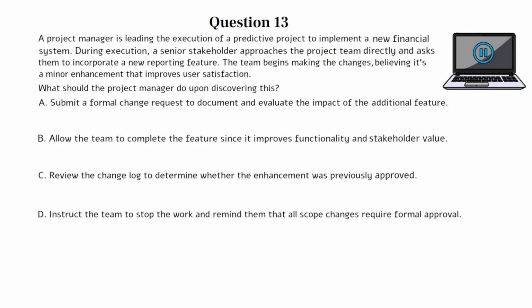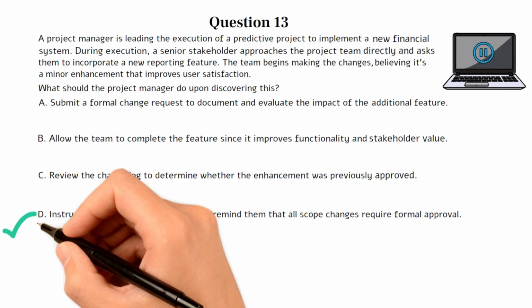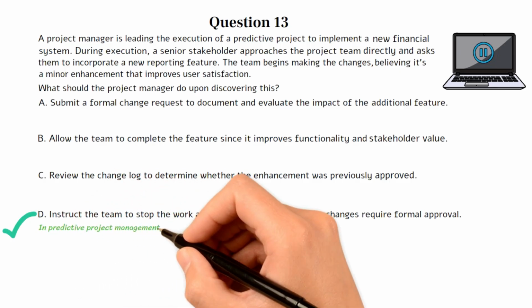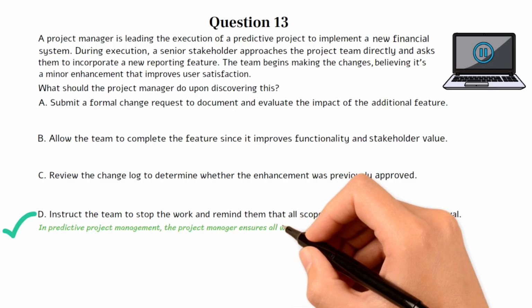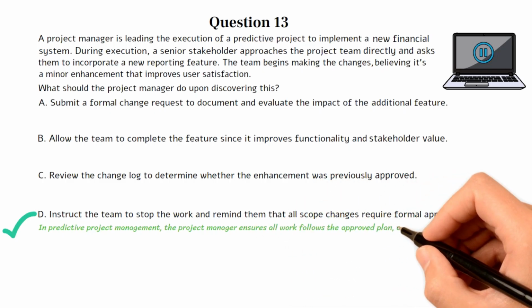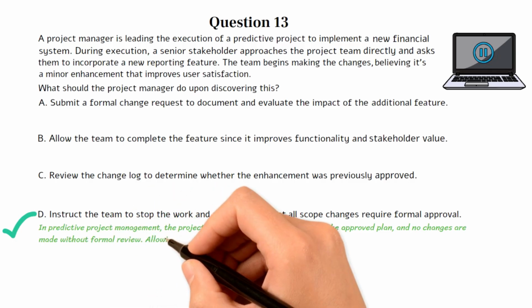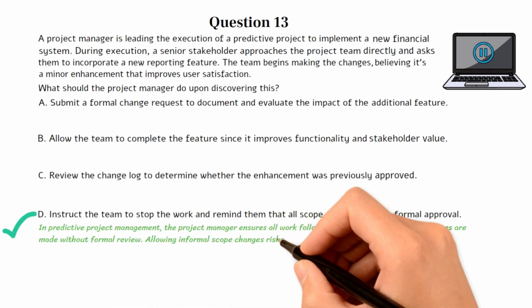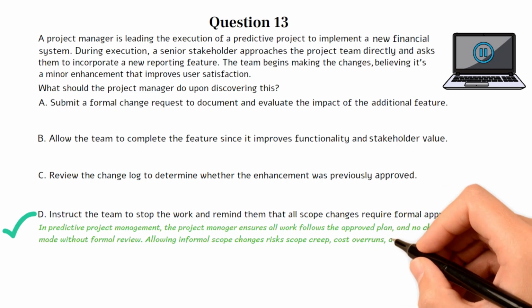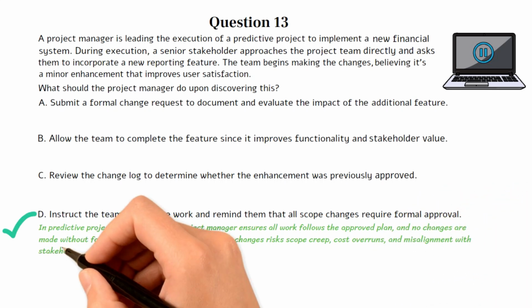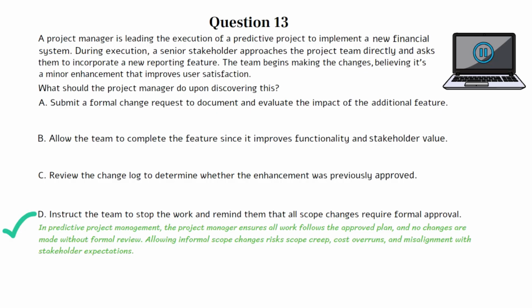The correct answer is D. Choice D is the best option because in predictive project management, the project manager is responsible for ensuring that work is executed strictly according to the approved plan. Allowing scope changes without going through integrated change control risks scope creep, budget overrun, and stakeholder misalignment. The team must not implement changes based on informal requests, no matter how small or well-intentioned.